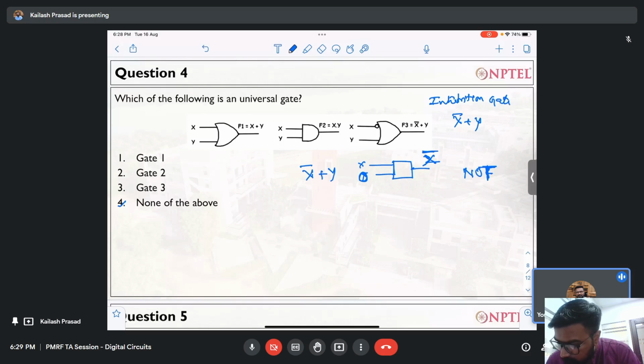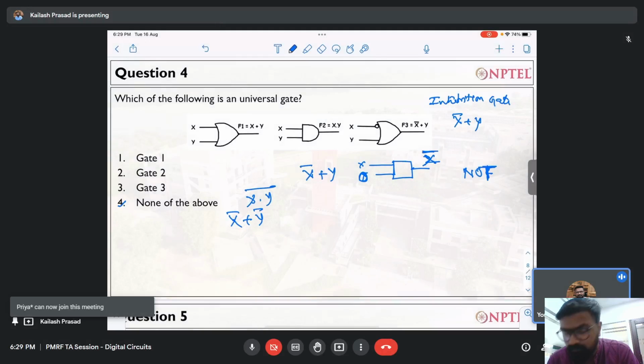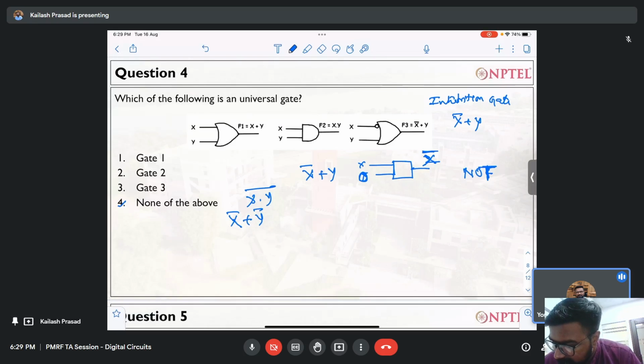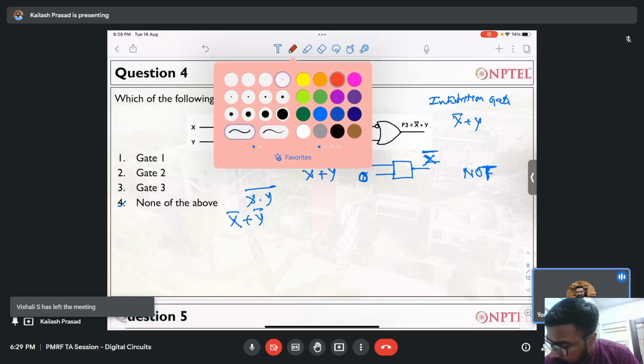Now what I want to do is see if I can generate this or not: x plus y bar, something like that, right? Or not this one. If I go with this one, x dot y to the whole bar, this will be what? x bar plus y bar. What I am trying to do is to generate this one. Okay, so let me design a circuit for you and see if that works or not.